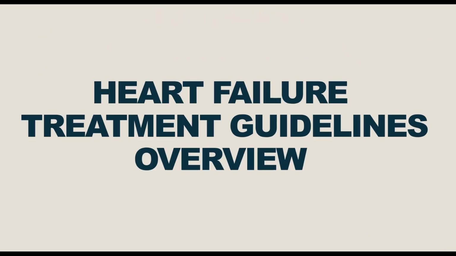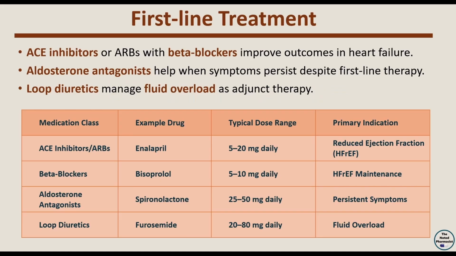Now, let's explore the treatment guidelines for heart failure. The first-line treatment includes ACE inhibitors or ARBs combined with beta blockers for all patients with reduced ejection fraction. For example, enalapril, 5 to 20 mg daily, and bisoprolol, 5 to 10 mg daily, are commonly used. Early initiation improves outcomes significantly.